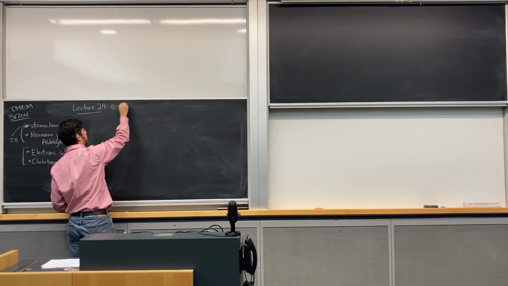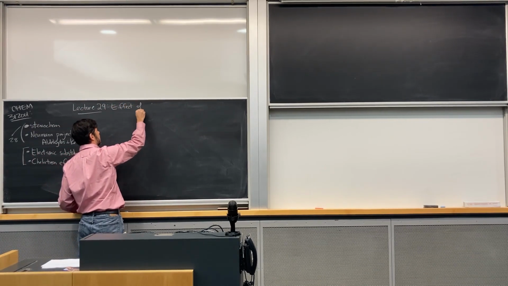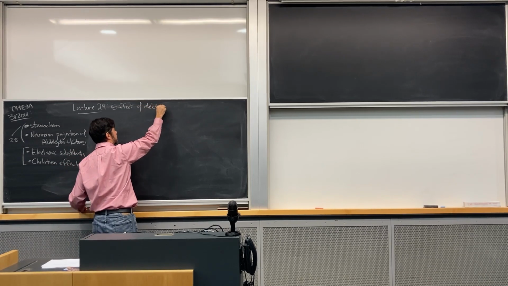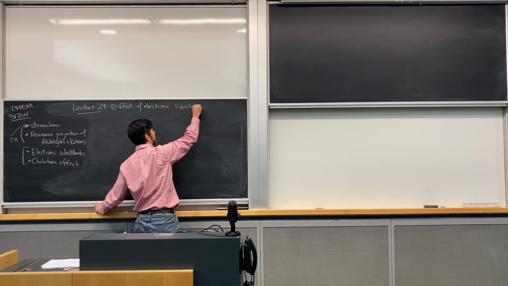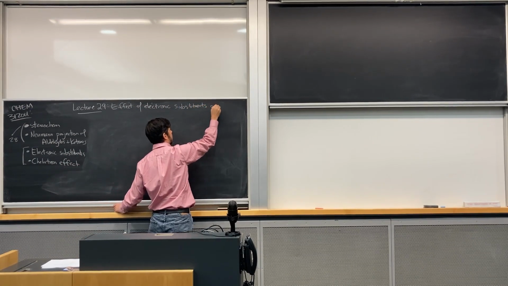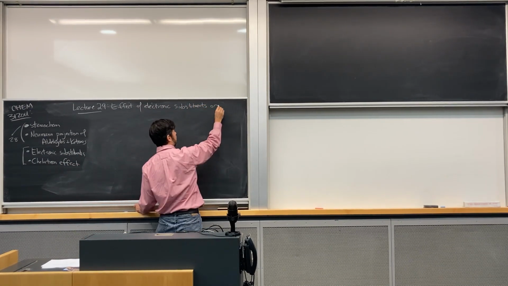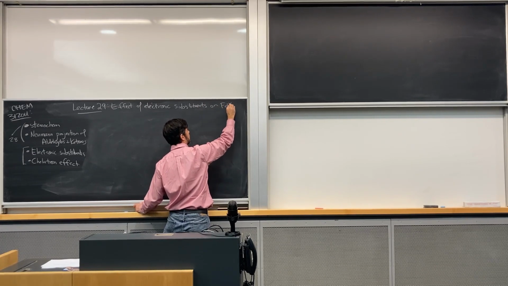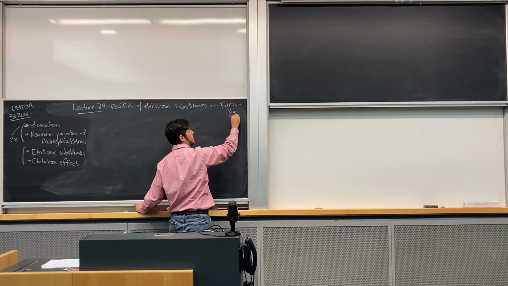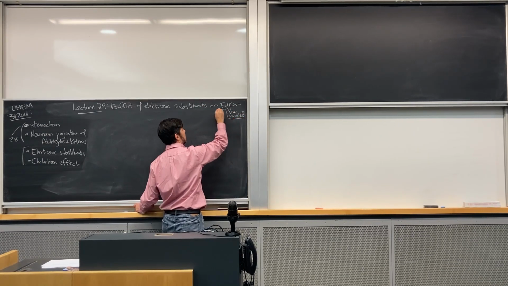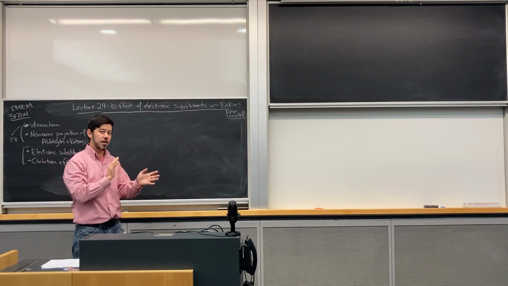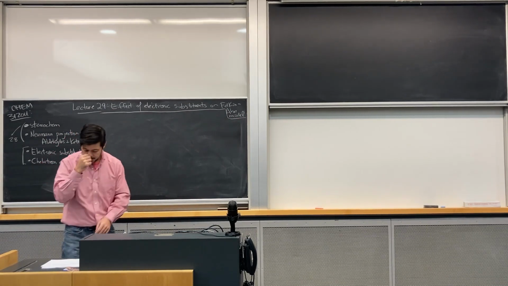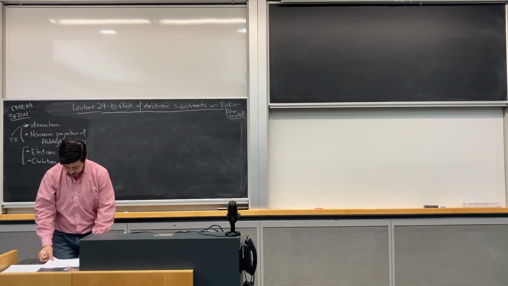So let's call this the effect of electronic substituents on, let's call this the Felkin-Anh model. So recall last time there was this model where we could use a Newman projection to orient which side the nucleophile attacks. All right, so let's jump right into it.